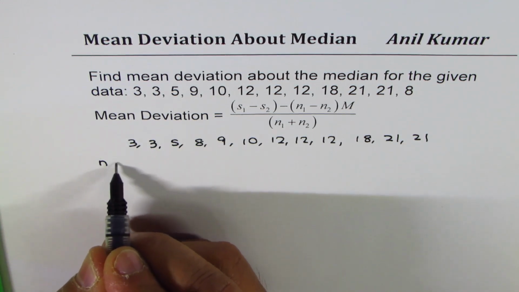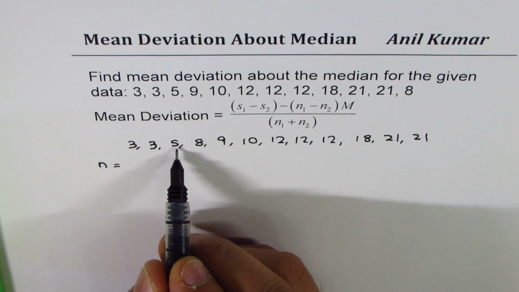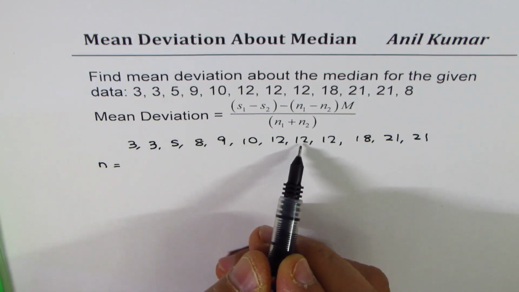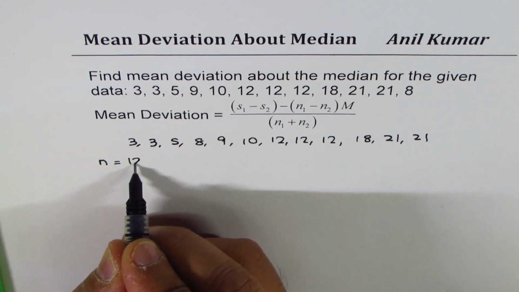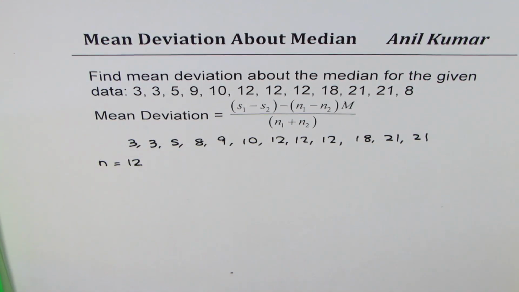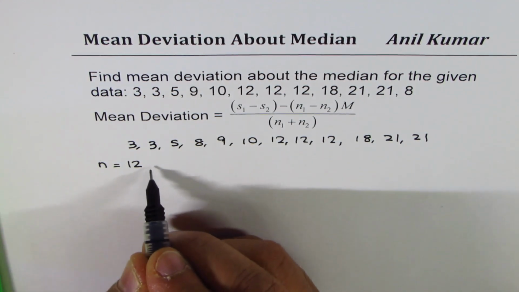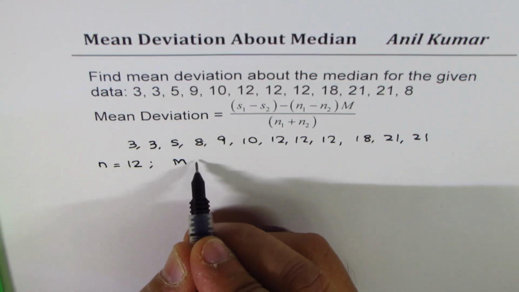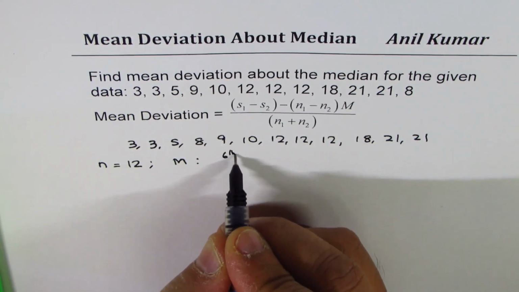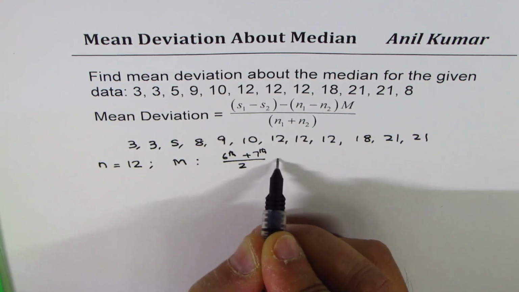N is the total number of data points, which are 1, 2, 3, 4, 5, 6, 7, 8, 9, 10, 11, 12. So N is 12 for us. If N is 12, then what is median? If N is 12, median is the mid value of the 6th and 7th item, right? So it is 6th plus 7th divided by 2, correct?